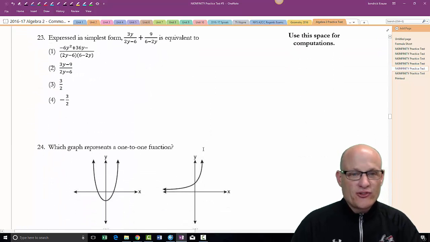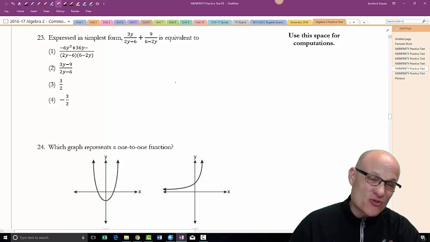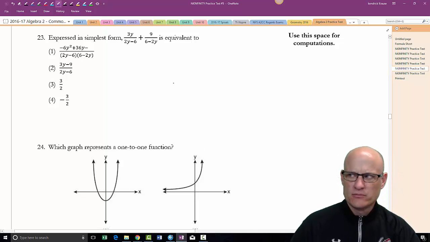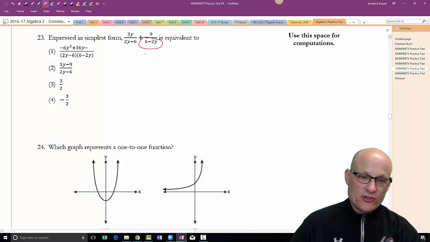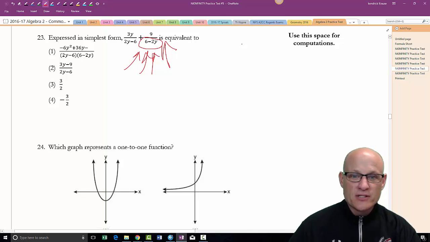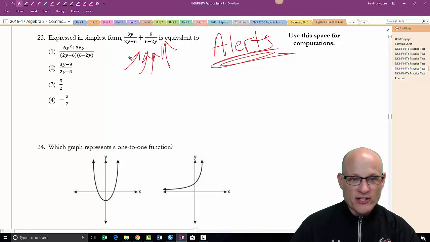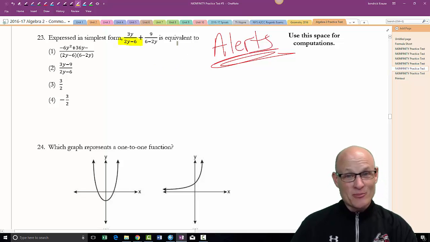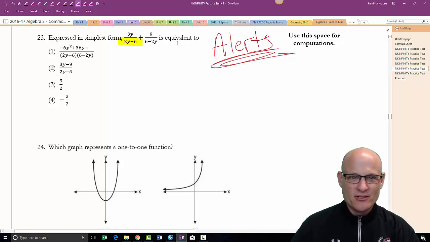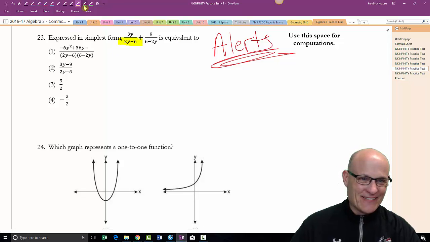Oh my goodness, check this out. This is crazy easy. Look at this problem. If you were looking at this problem, the first thing you should point your eyes to is that thing. What is that thing? This should send up alerts in your head. Now, why should it send up alerts? Because we are normally used to looking at it like this: 2y minus 6. That's completely normal.